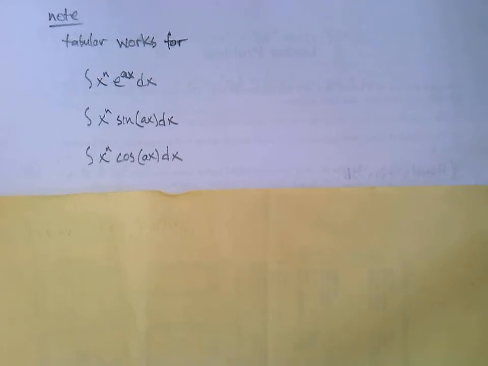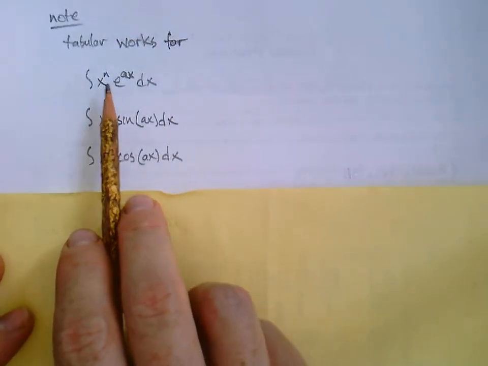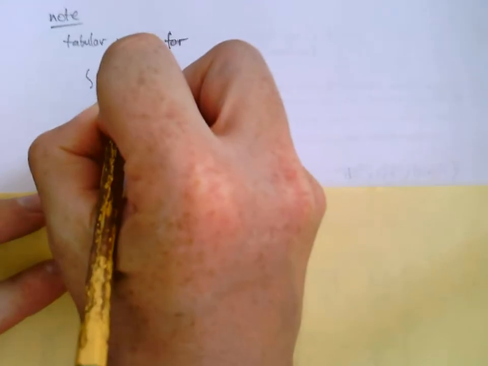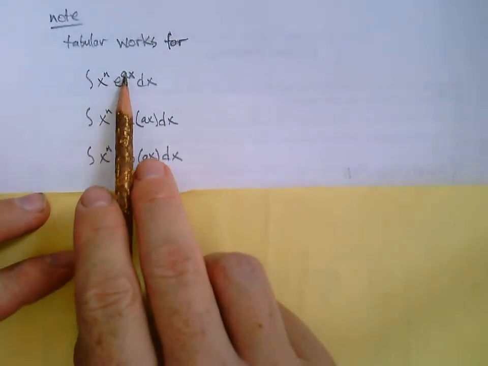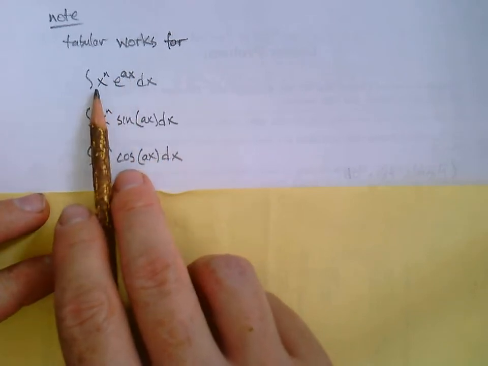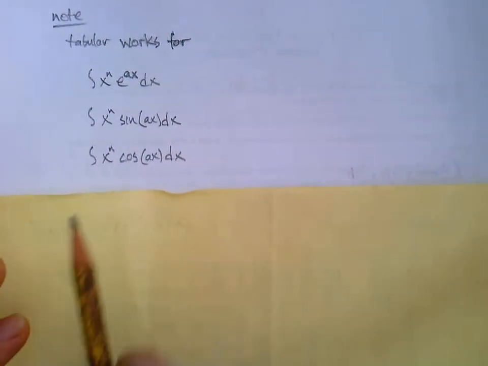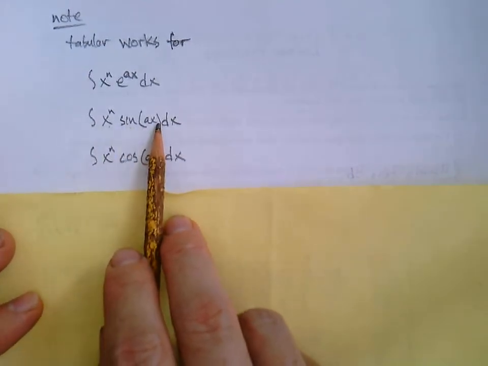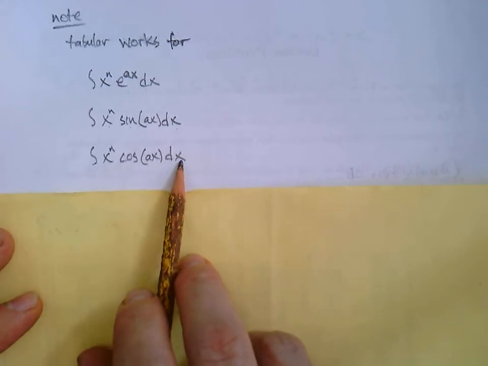Tabular works if you have a power of x times e to the ax. Sorry, that's a little bit blurry. So you might have some number times x. We had negative x, right? x to the third, e to the negative x. Or it might be x to the n times the sine of ax dx. Or it might be the integral of x to the n cosine ax dx.